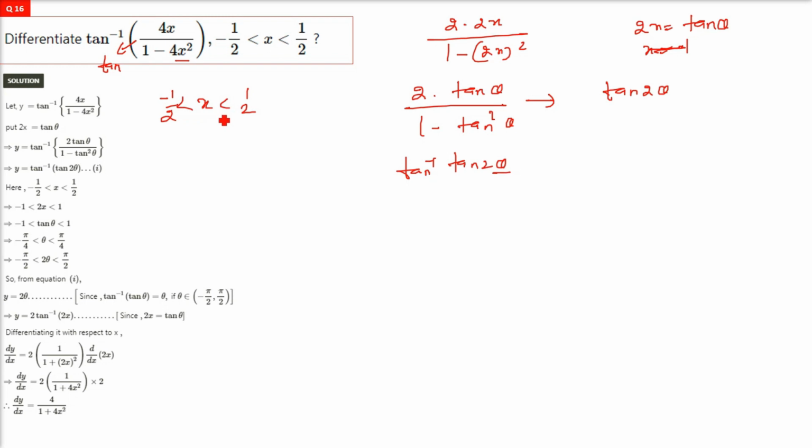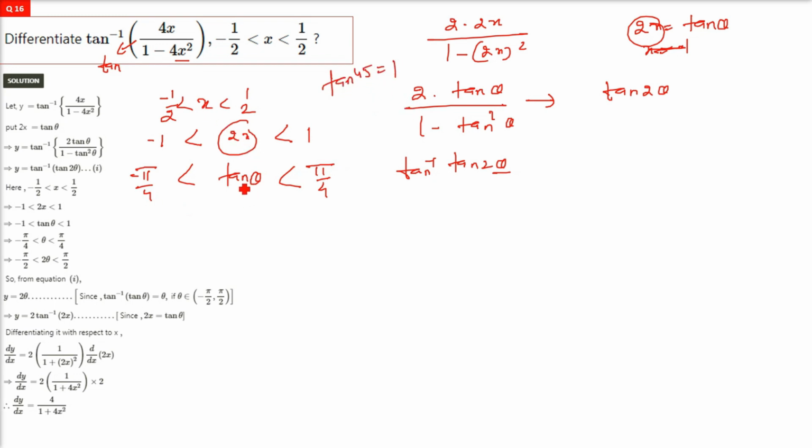So let us go to the limitation which is being given, negative half to half, which is inside x. So we have minus 1 here, and this is 2x, and this is your 1. Okay, we have multiplied 2 everywhere. 2x is tan theta we have taken, so tan theta will be less than 1 and greater than minus 1. So if you want to find out the theta for this, it will be pi by 4 and negative pi by 4, because we know tan pi by 4, tan 45 degree, is always 1. And tan minus pi by 4, because sin minus theta is minus sin theta, tan minus theta is minus tan theta. So we can write always minus pi by 4.